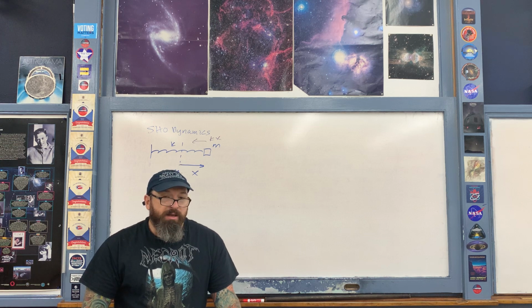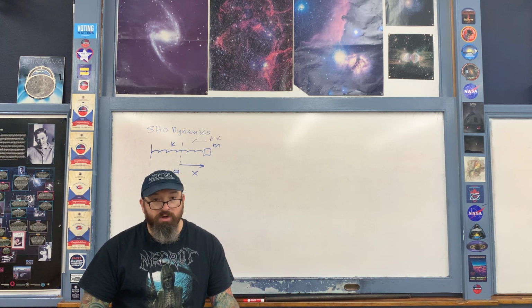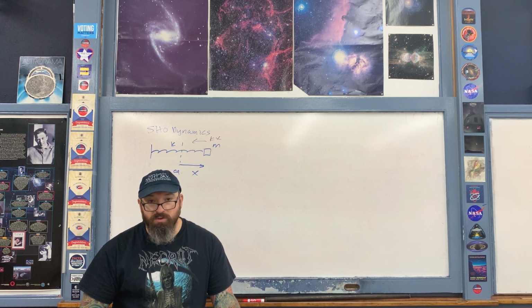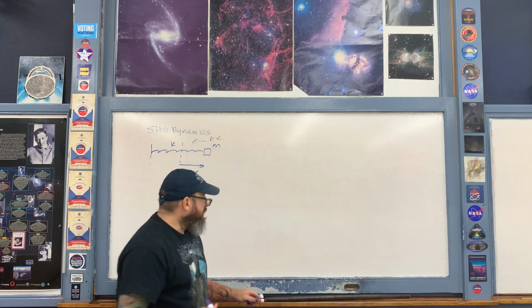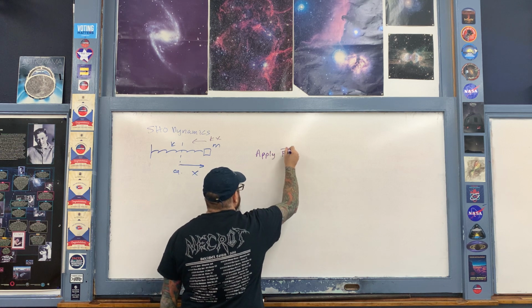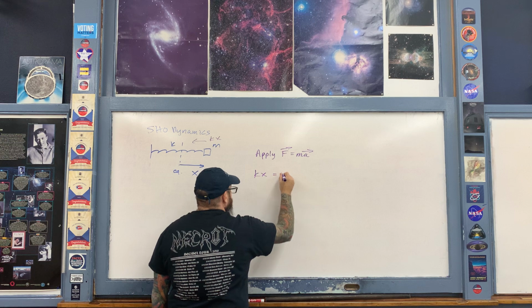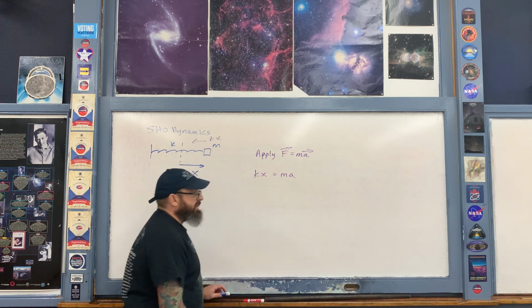Now, when we apply F equals ma to such a situation, we only have one force to worry about, and that's the spring force. There's no friction, and this is occurring on a horizontal surface, so the normal force and the weight cancel each other out. So let's go ahead and apply F equals ma. We have the spring force is equal to mass times acceleration.